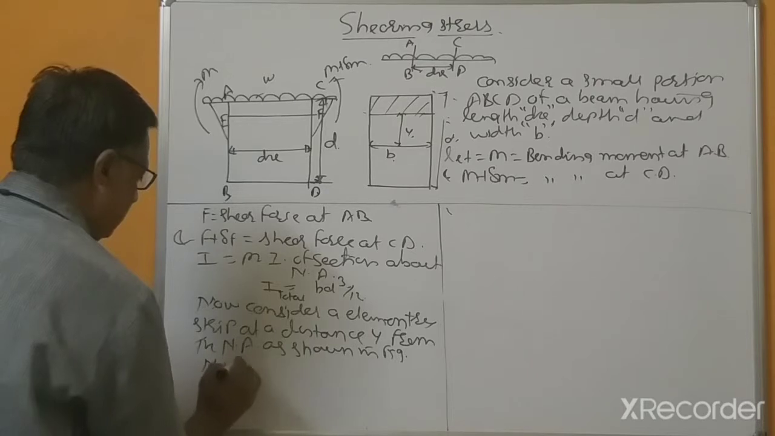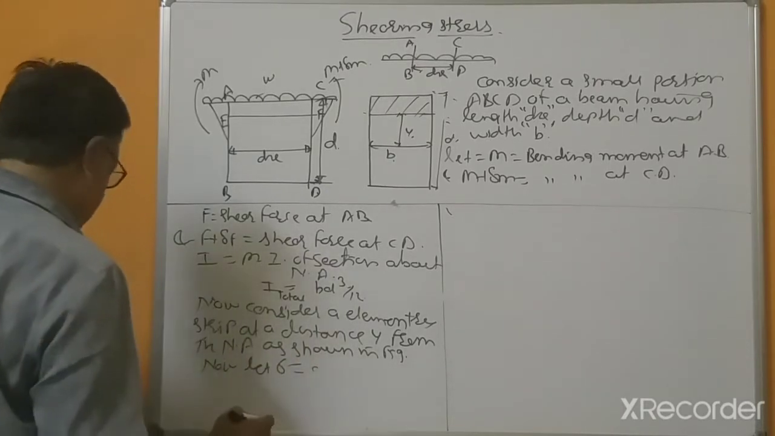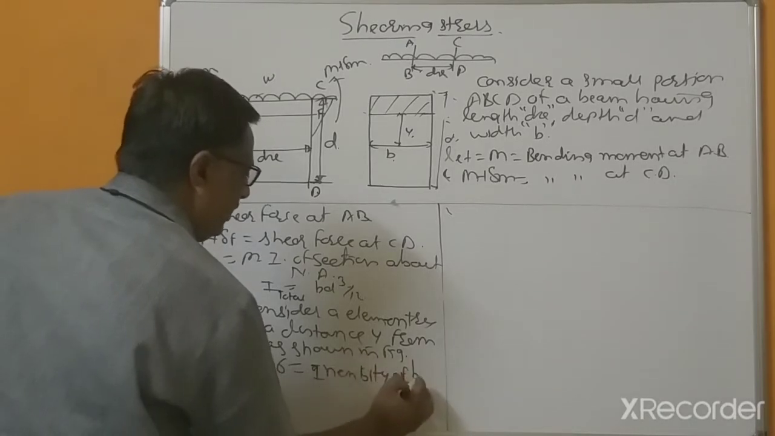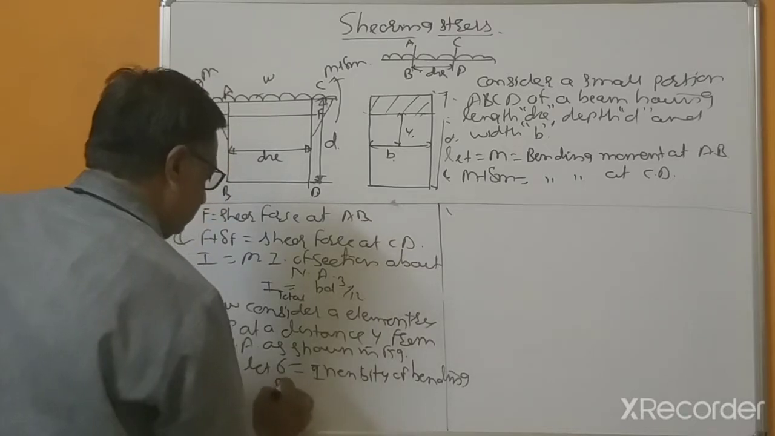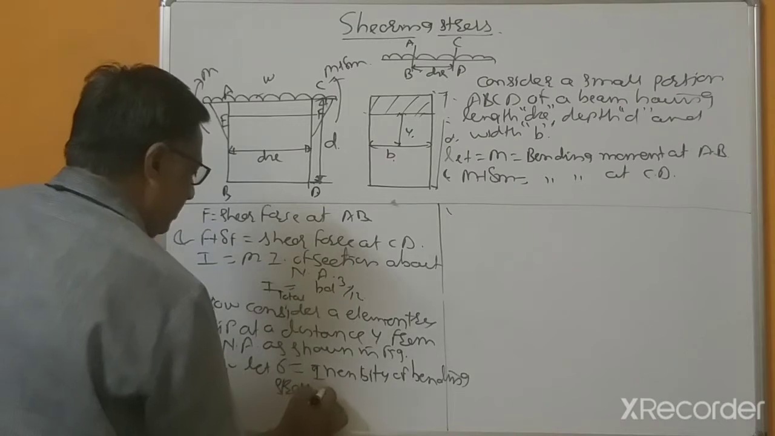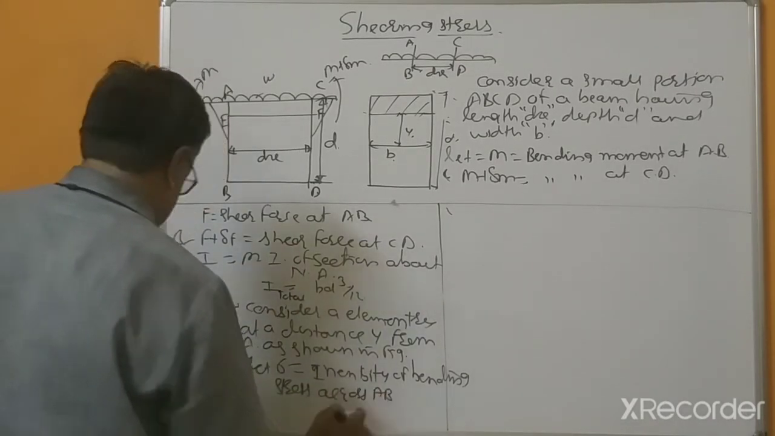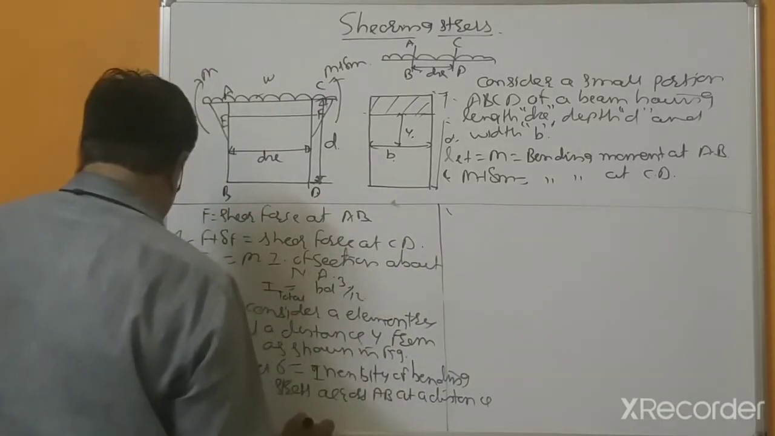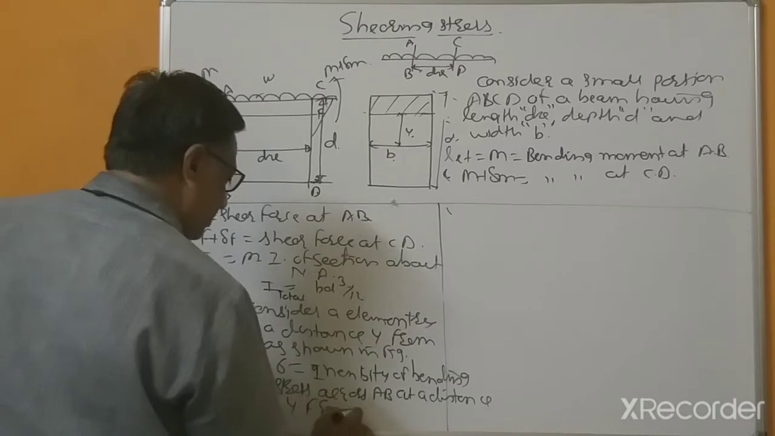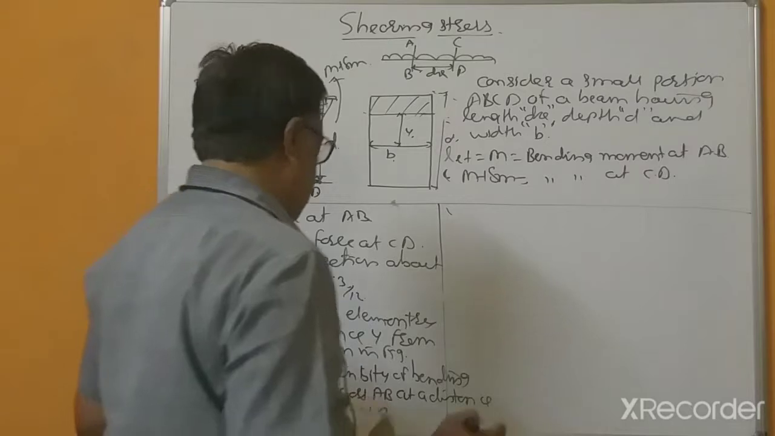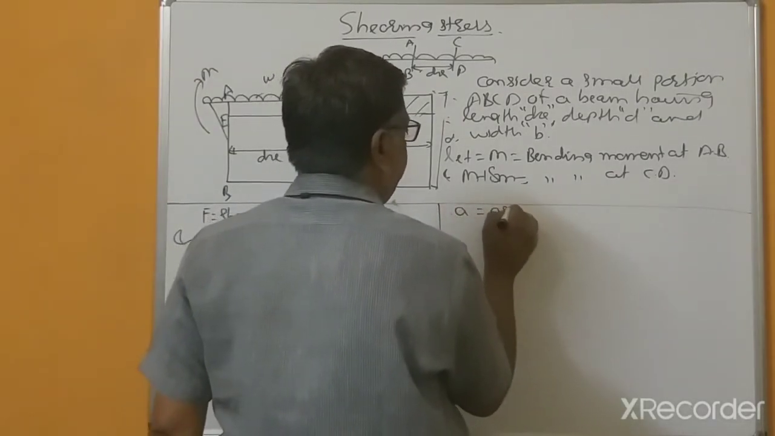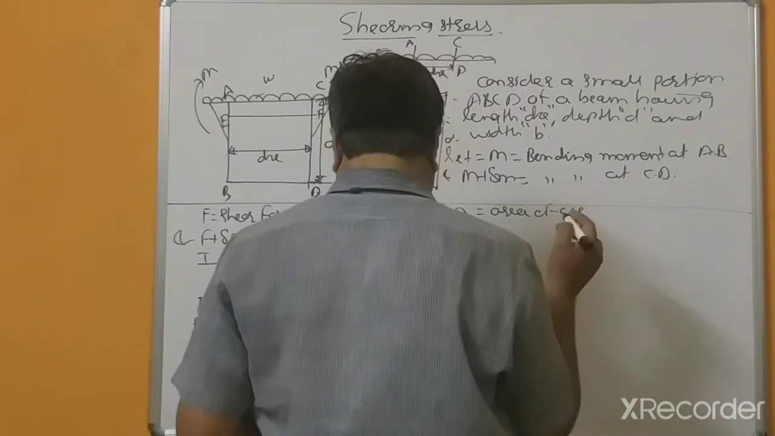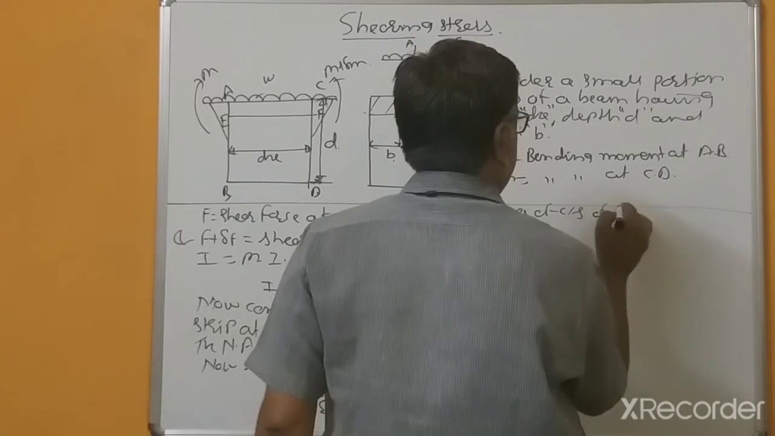Now let this be the intensity of bending stress across AB at a distance y from the neutral axis, and let a be the small area of cross section of the strip.